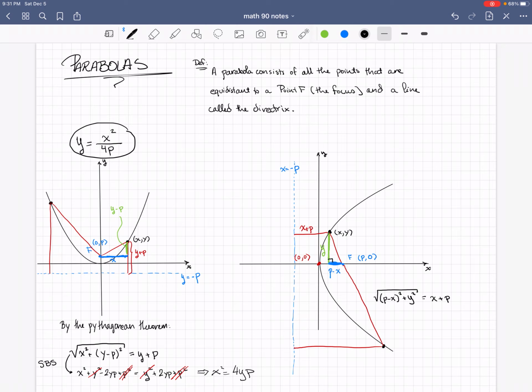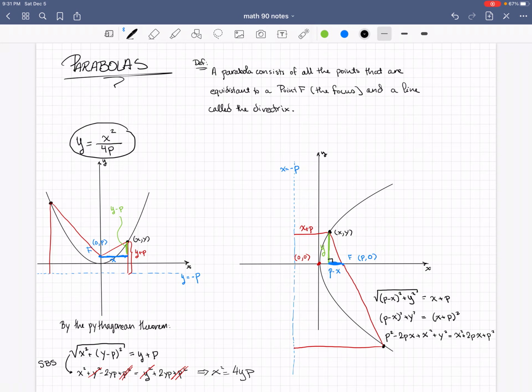Well, I'm sure that you all know where this is going. You could even pause the video and work it out for yourselves. Okay, now that we're back, let's square both sides. We get (p minus x) squared plus y squared is equal to (x plus p) squared. If you square p minus x, you have p squared minus 2px plus x squared plus y squared. And on the right-hand side, you have x squared plus 2px plus p squared.